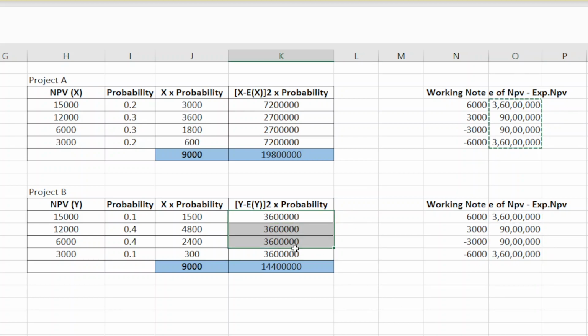Here it changes, I guess. I need to do some changes here. Is equal to, what I need to do now, this is a square, right? Y minus EY the whole square into probability 0.1. 36 lakhs. Next, 90 lakh into 0.4, 36 lakh again. Very good. 90 lakh.